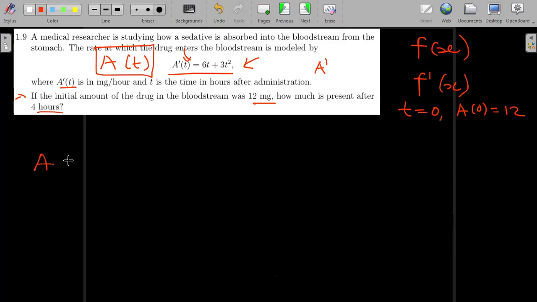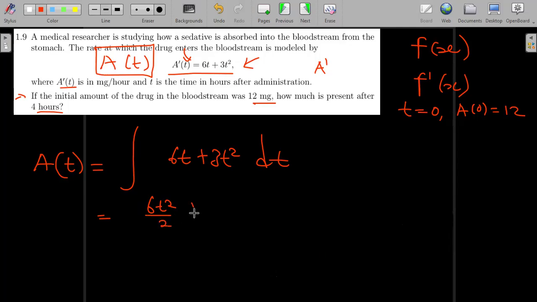So I'm going to say A of t is actually the integral of A prime of t, which is just 6t plus 3t squared with respect to t. So if I integrate this, it will be 6t squared over 2 plus 3t to the power 3 over 3 plus c, because this is not a definite integral, so you always have to put plus c there. So this is my A of t.